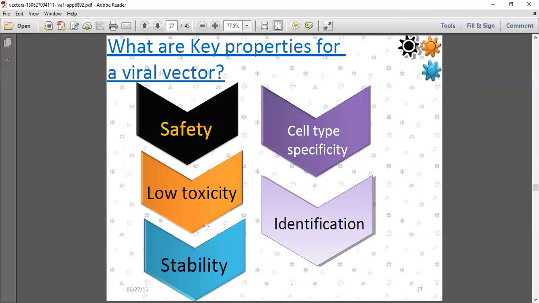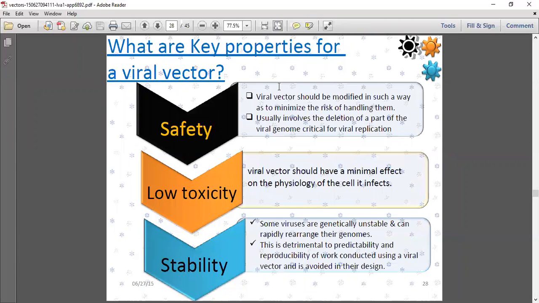What are the key properties of a viral vector? There are many key properties: safety, low toxicity, stability, then cell type specificity and identification. Regarding safety, the viral vector should be modified in such a way as to minimize the risk of handling them. This usually involves the deletion of a part of the viral genome critical for viral replication.